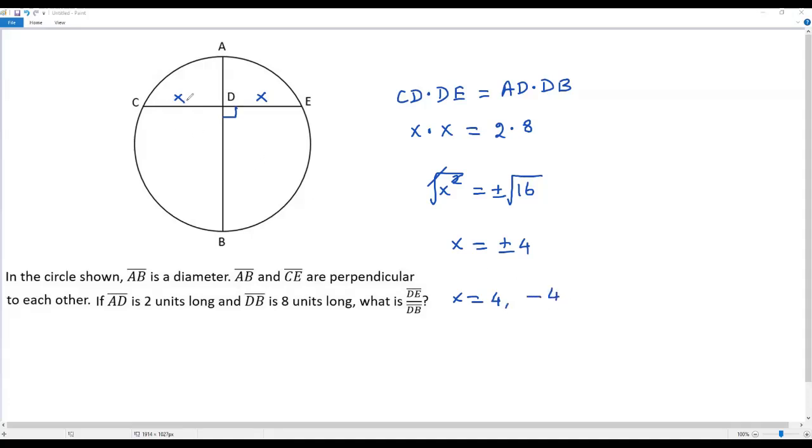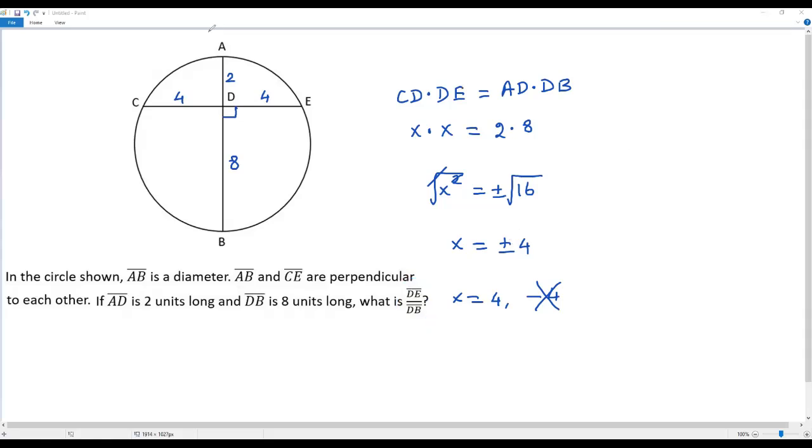Actually, X represents the length of the segment CD and DE as well. The length of a segment can never be a negative value, so we can ignore the second value of X, negative 4. We consider only the positive value of X, that is 4. So now we can replace X by 4. So this is 4 and this is 4, and the length of AD is 2 and the length of DB is 8. Now we have the lengths of all four segments, the two segments of chord CE and the two segments of chord AB. The target of the question is to find the value of DE over DB.